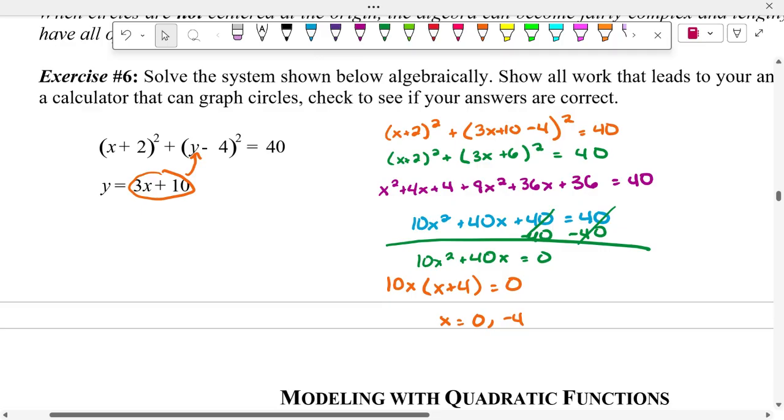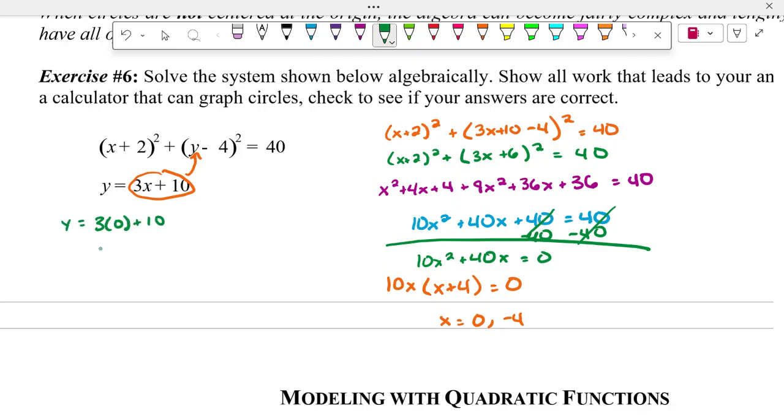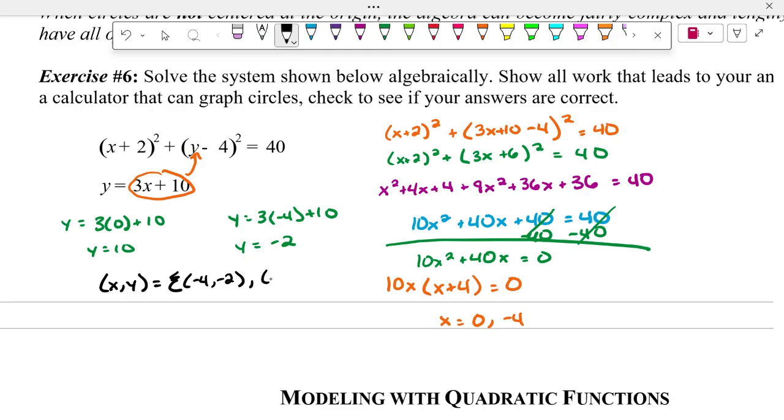Now, I'm going to plug them back into one of the functions. Again, I pick the one that's easier. So if I do 3 times 0 plus 10, y would be equal to 10. If I do 3 times negative 4 plus 10, that's negative 12 plus 10, so that's negative 2. Put everything together. My set of (x, y) is the set of (negative 4, negative 2) and (0, 10).